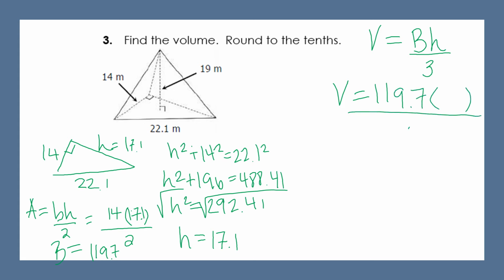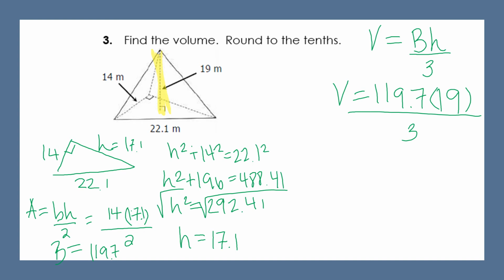The height of the pyramid, remember, it must be perpendicular. So we do have, coming down from the apex, that dashed line with the perpendicular symbol on it, and that length is 19, so the height of our pyramid is 19.